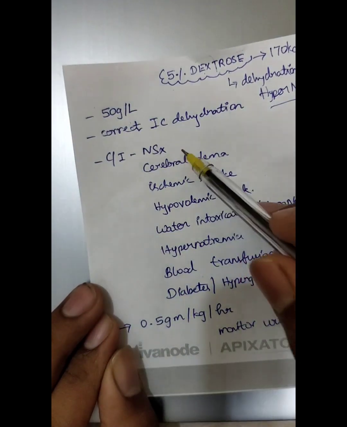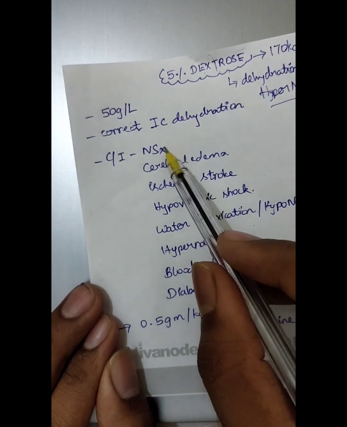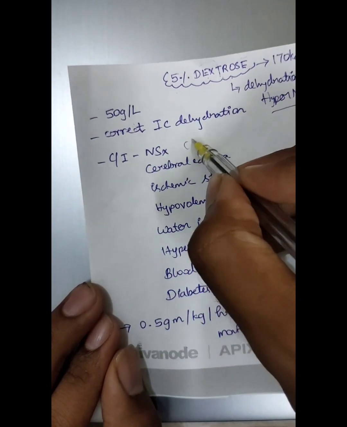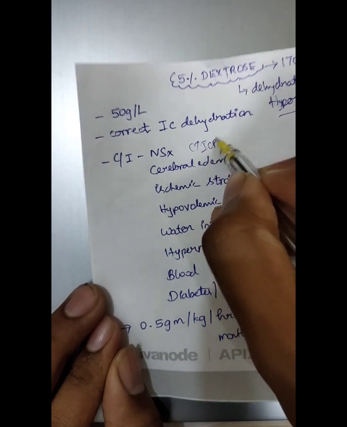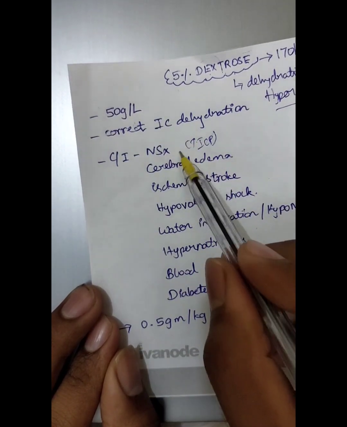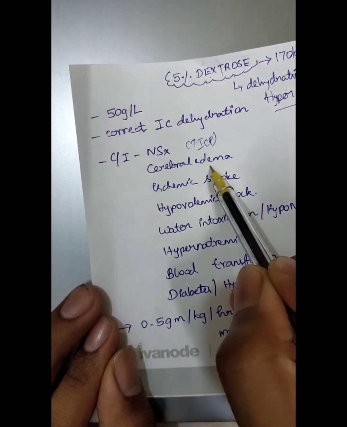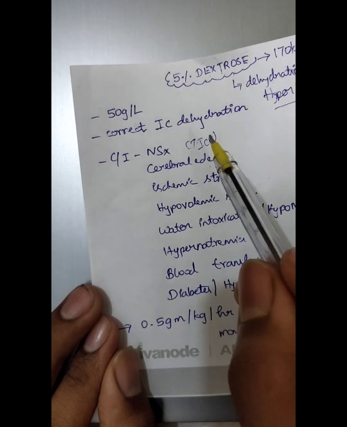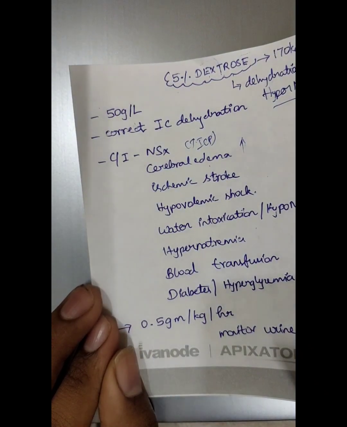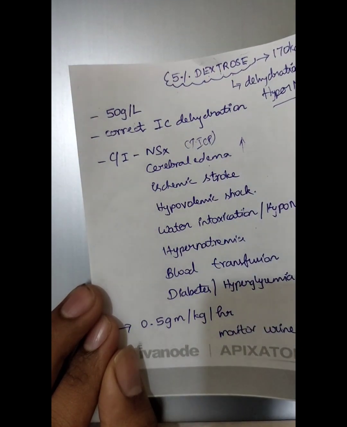These are the important things you must concentrate on. You should never give it in neurosurgical procedures, as 5% dextrose increases the intracranial pressure. It can also cause damage during neurosurgery, so it is avoided in this case. Then cerebral edema. Because of its hypotonic nature, 5% dextrose aggravates edema, that is, intracellular fluid collection will increase. So obviously there will be a cerebral edema in this case.